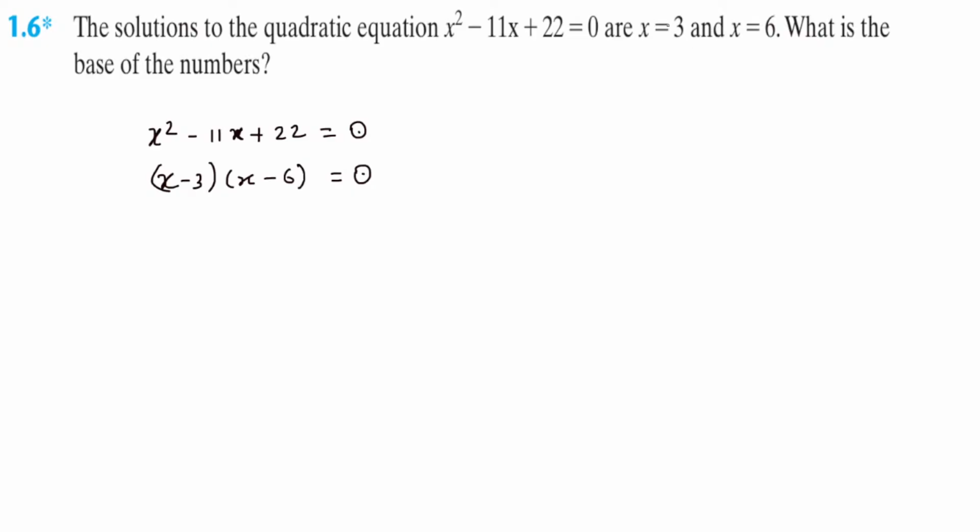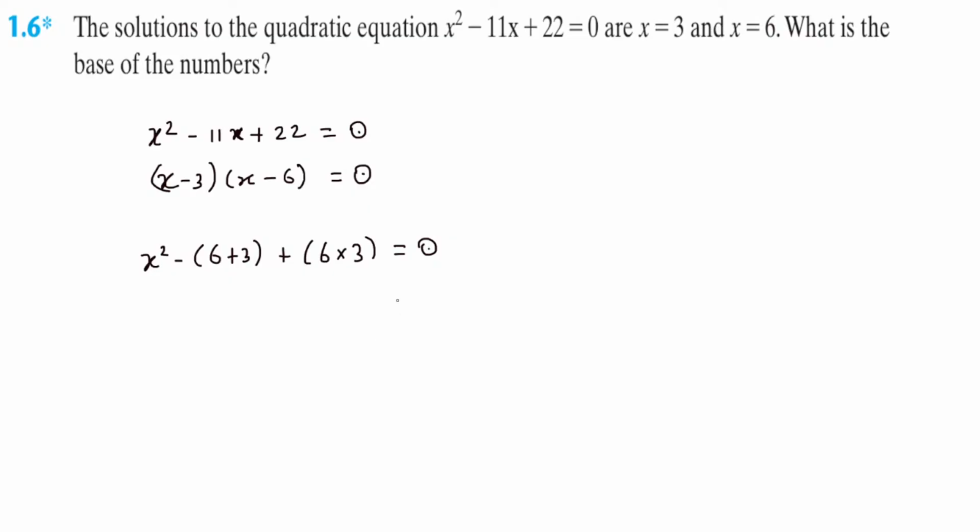So what do these numbers tell us? This 11 comes from adding these two numbers together: 6 plus 3 should be 11, which is not true in base 10. Base 10 is the one we use regularly, but this might be some other base where if you add 6 and 3, you get 11. And when you multiply 6 and 3, you should get 22. This is not true in base 10, but in some other number system, this is true.